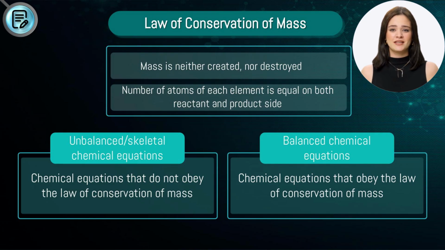In a balanced chemical equation, the number of atoms for each element is equal on both the reactant and product sides, adhering to the law of conservation of mass. Unbalanced or skeletal equations fail to meet this criterion, as they do not conserve mass, unlike balanced equations, which ensure mass is neither created nor destroyed.